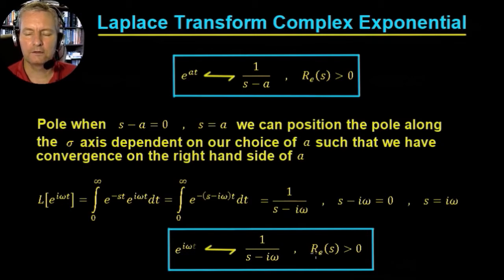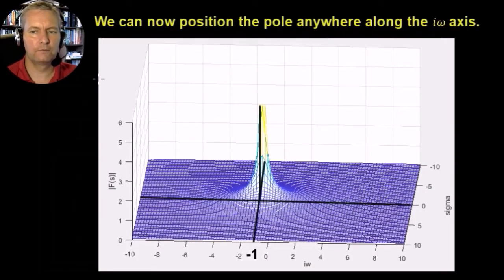So just as the previous video showed, we can now position this pole at any point s equals I omega, just dependent on our choice of the value of omega. So let's go ahead and we'll see that in Matlab. This is an output from Matlab, and you can see that we can position the pole anywhere along the I omega axis. So we've actually got the I omega axis here.